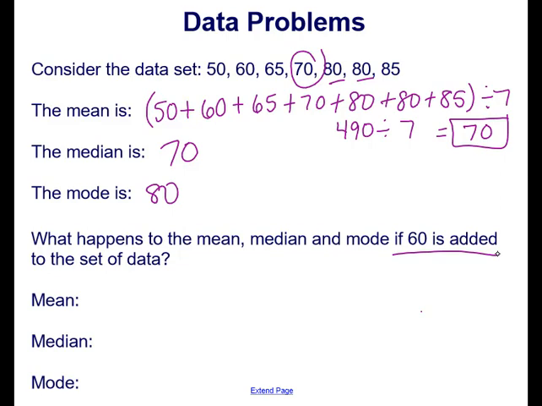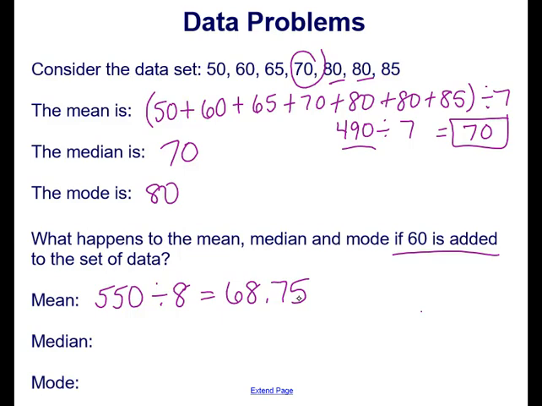So now we have an 8th data point. So the mean, we would have to find the sum of all of those numbers, which we already know is 490 from above, but we would have to add 60. So 490 plus 60 is going to be 550. And now we're dividing by 8 because we have 8 data points instead of 7. So the mean is going to equal 68.75.